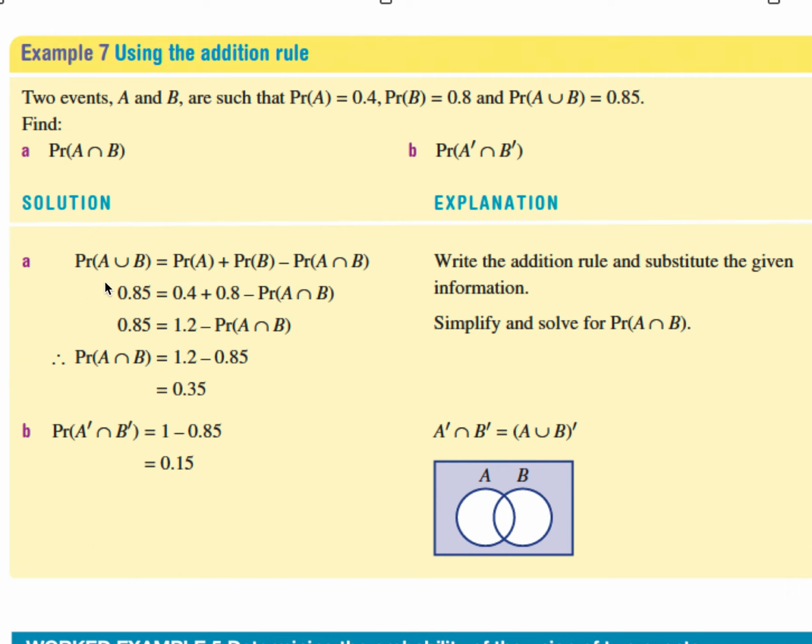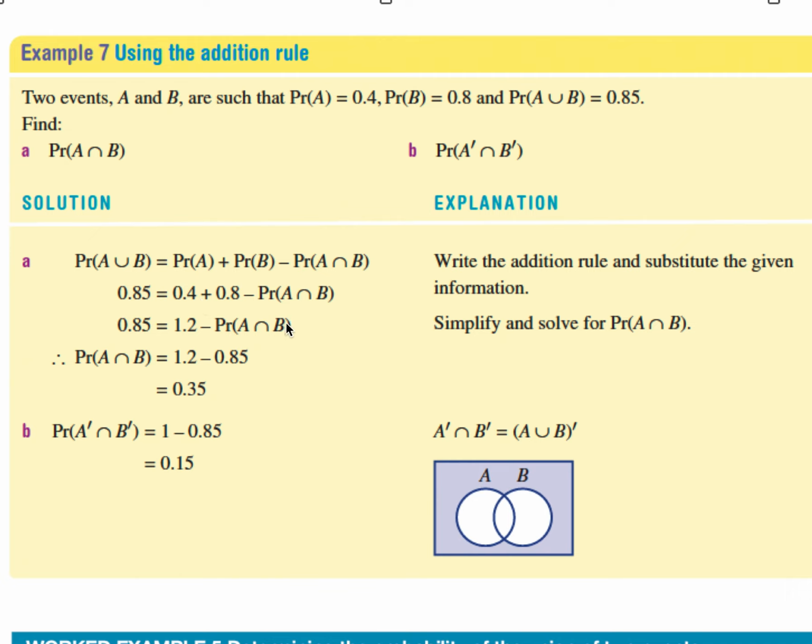rearrange. So you can see here we've written the probability of A or B equals the probability of A plus the probability of B minus the probability of A and B. So that's just our addition rule. And we're wanting to find that probability of A and B. So I'm going to put in my 0.85, which I'm given up here, my 0.4 and my 0.8. So I've substituted them into the formula. I've then done my 0.8 plus 0.4 to get 1.2.